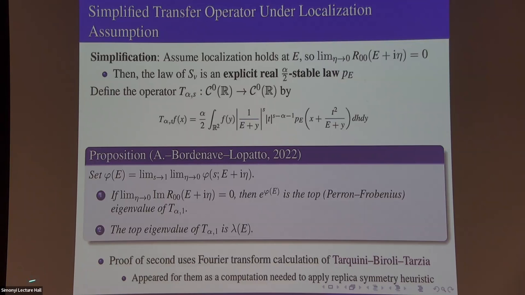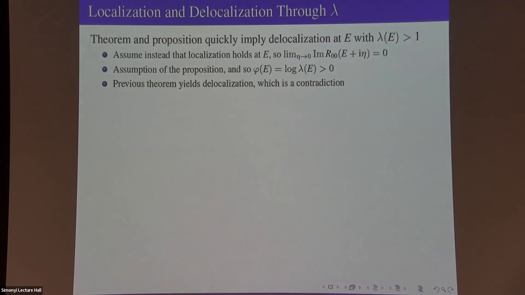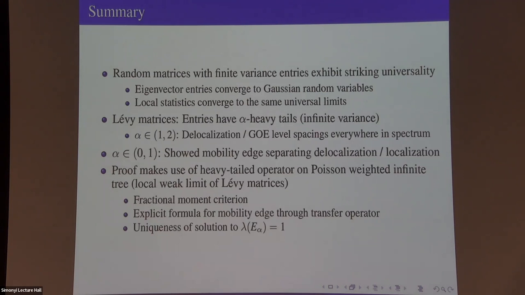I should say that the second part, the computation, was kind of implicit in the work of Tarquini, Biroli, and Tarzia, though almost ironically, they were using it for a somewhat different purpose. They were doing fairly non-rigorous things, some replica symmetric computation, but in the process they implicitly computed an eigenvalue of this operator. So we were happy about that. Anyway, I'll skip further details and quickly summarize.